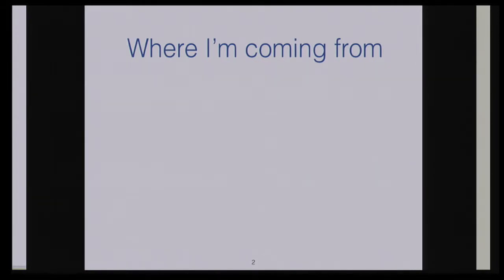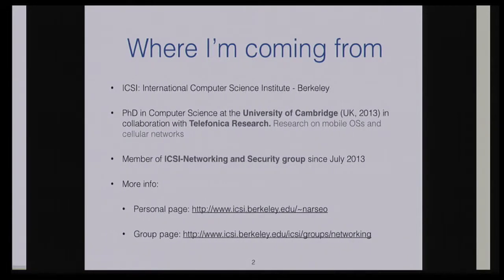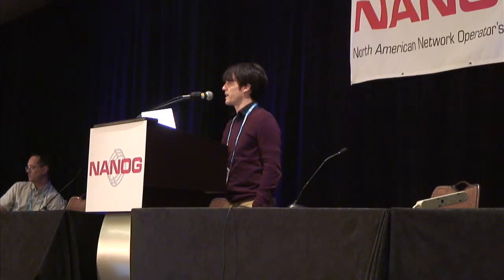So for those of you who might be wondering who is this guy talking to you today, let me give you some background about myself and my lab. I'm a research scientist at ICSI in the networking and security group led by Vern Paxson. ICSI is a nonprofit research lab affiliated with UC Berkeley. Before that, I was doing my PhD at the University of Cambridge with Jon Crowcroft in collaboration with Telefonica Research. My PhD topic was about identifying cross-layer inefficiencies between mobile applications and cellular networks, and how they are causing trouble in the networks in terms of signaling as well as in the battery life of the device.